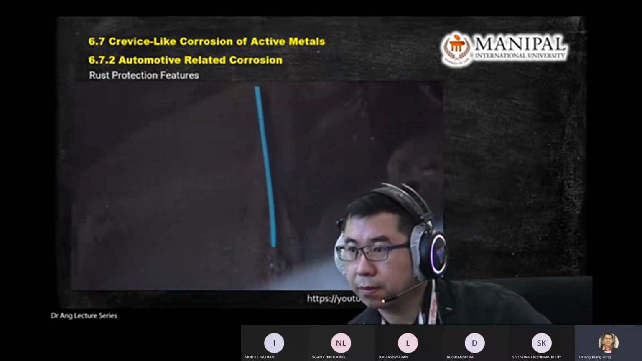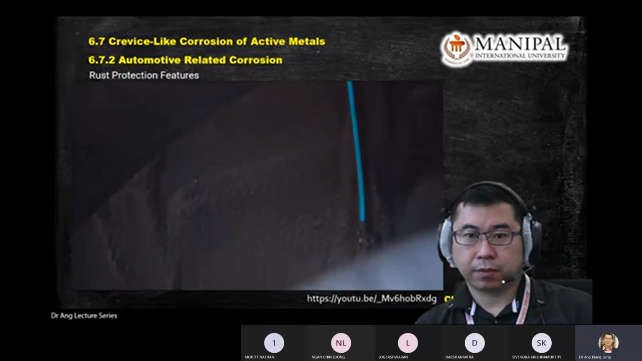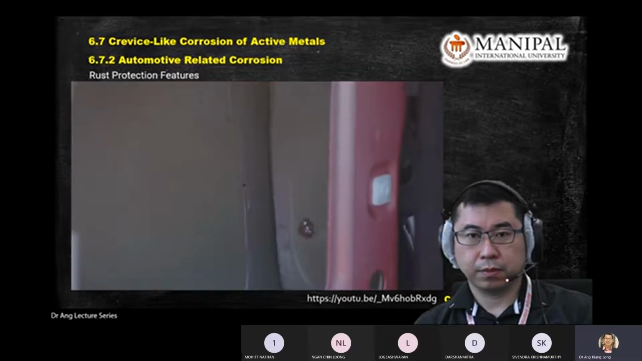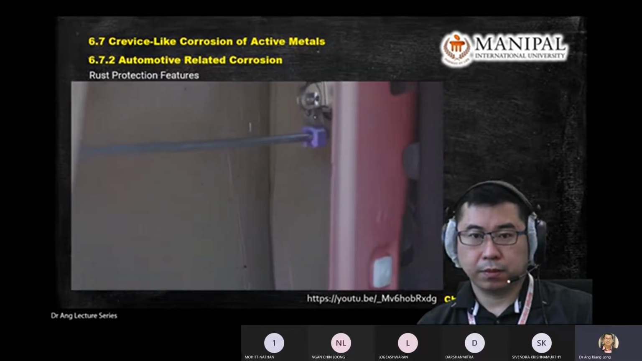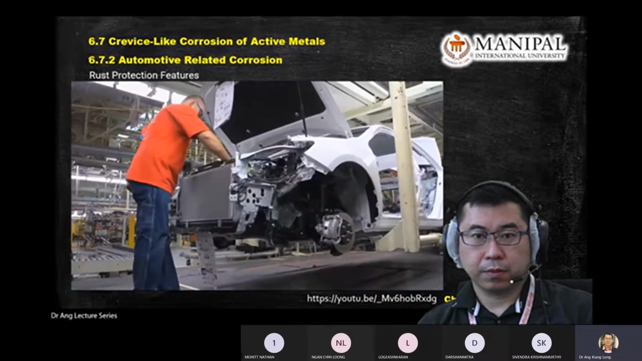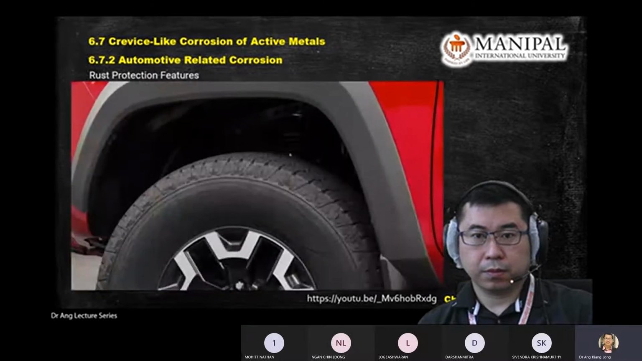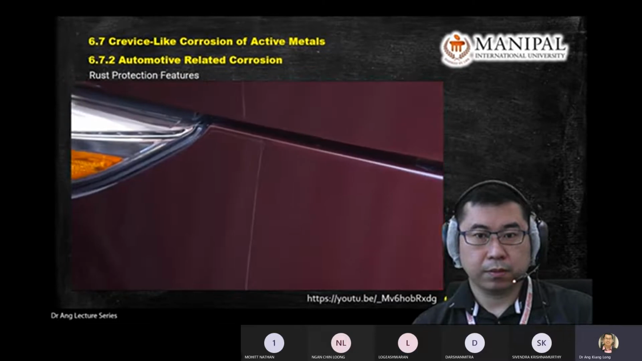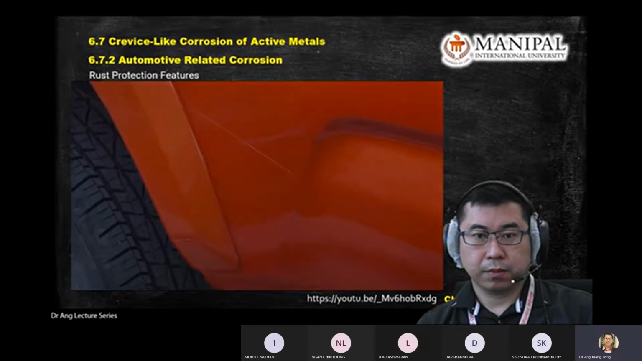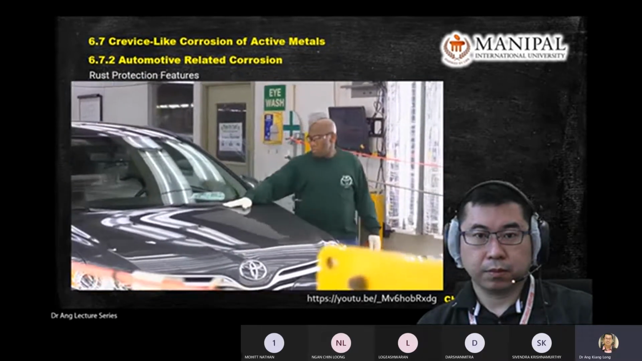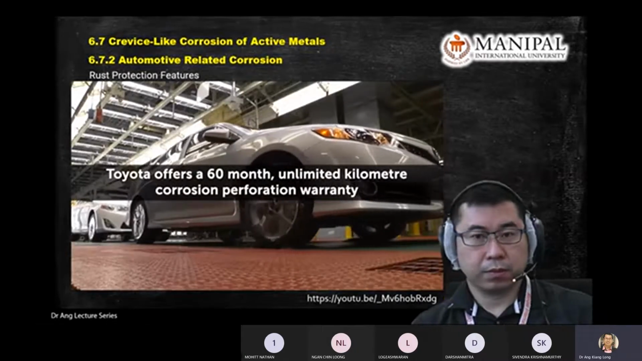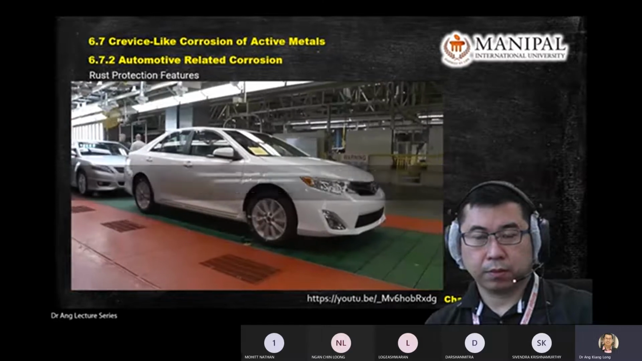Heavy-duty stone guard material is applied to the underside of the body, protecting vulnerable components from damage, and wax is sprayed into crevices inside the body and door cavities to seal them against the intrusion of water. Stainless steel used in exhausts and aluminum radiator cores also help prolong the longevity of these parts. Plastic and felt fender liners in wheel wells and protective films on body surfaces help guard against stone chips, which can expose bare metal to the elements. Building a long-lasting vehicle is taken seriously, and Toyota offers a 60-month unlimited kilometer corrosion perforation warranty on vehicles.